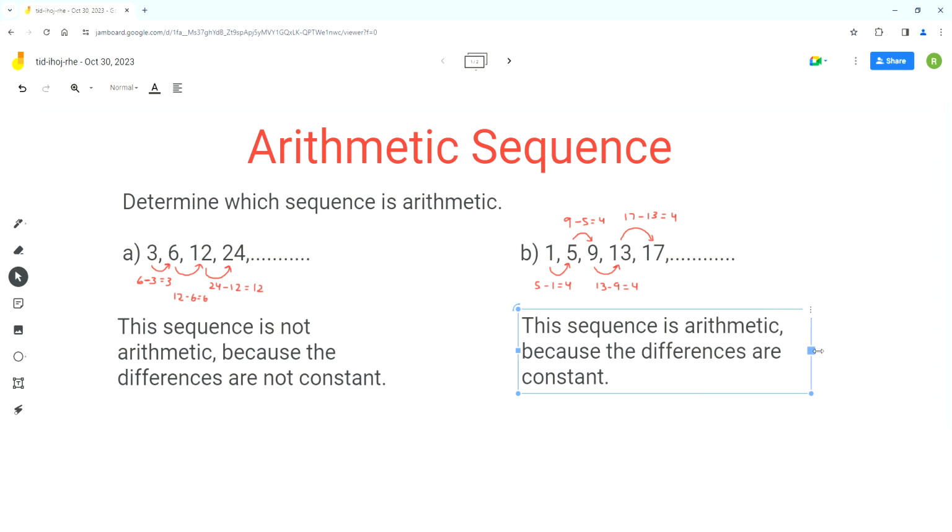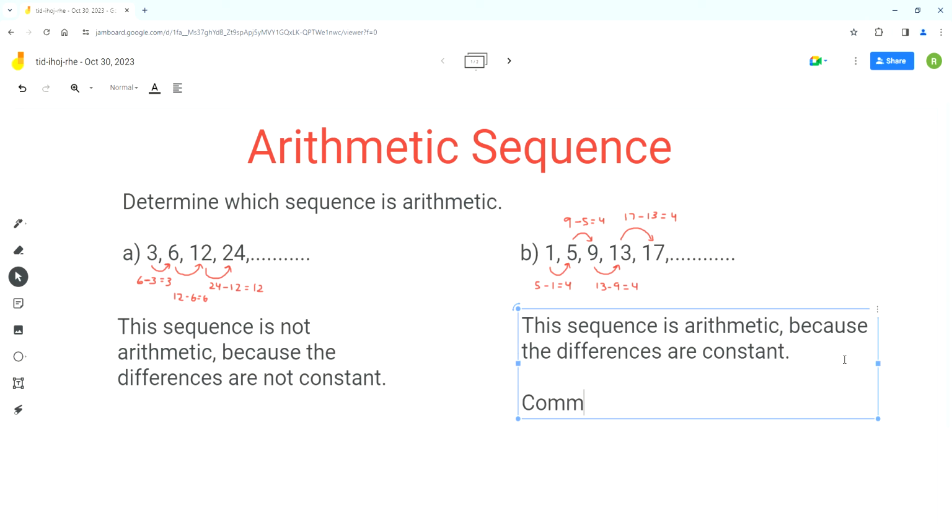Now for arithmetic sequence, there's another concept that we have to use. It's called common difference. And the common difference for this sequence is 4. Common difference only exists for arithmetic sequences. So these are the steps you have to keep in mind to identify whether a given sequence is arithmetic or not.